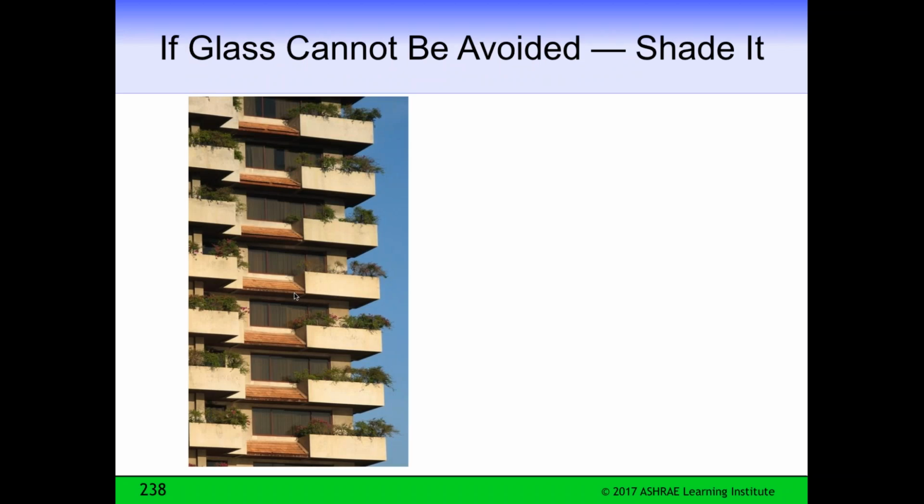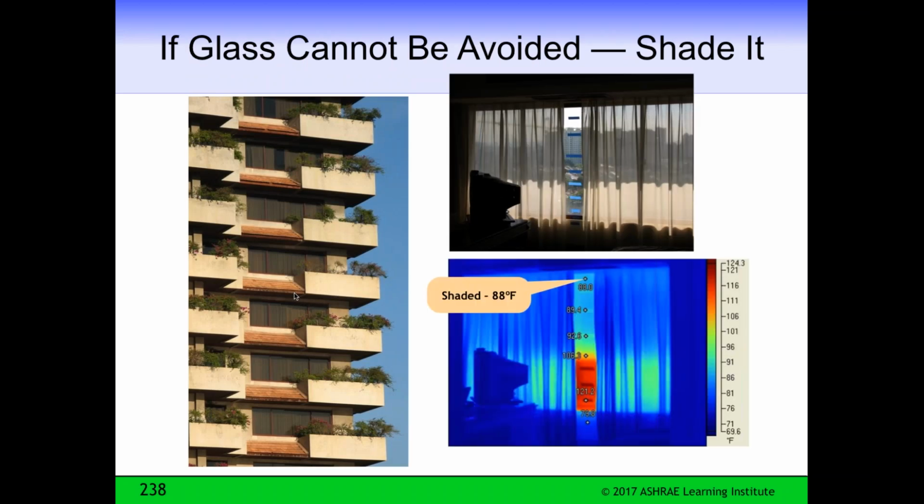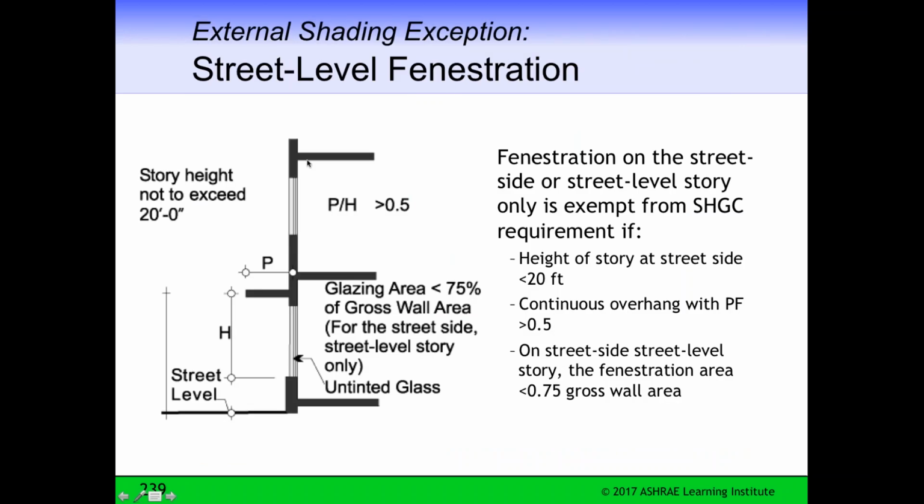And then if glass cannot be avoided, shade it. And this is a southern attitude on shading. So you're seeing that on a hot summer day, the glass temperature of the unshaded glass is 121 degrees F, where the shaded area is only 88 degrees F. So it's a major benefit of the shading. And then street level fenestration.